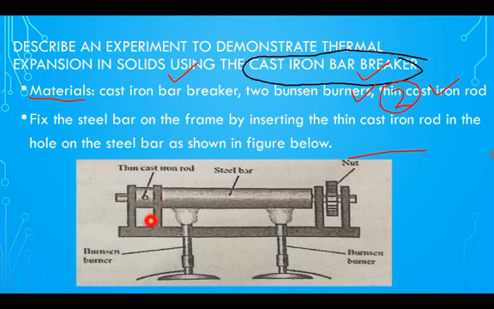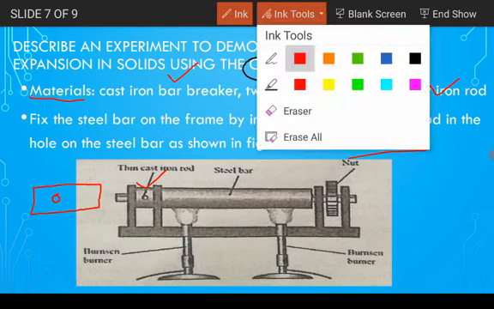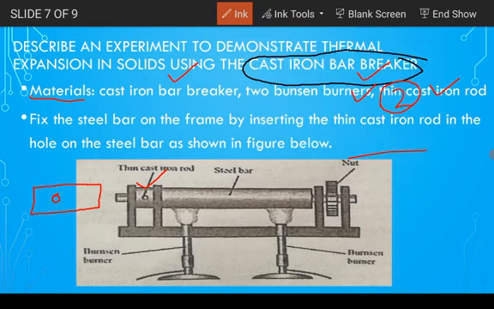So fix the steel bar on the frame. This is a frame. All this you see here is a frame. So we're fixing the steel bar, and then insert the thin iron rod into the hole here. It's a bit tricky for you to see this. What it is like, you have something like this. So this is the steel bar, and then it has a hole at one end, this part here. It is through this hole that you insert what? The thin cast iron rod. So the thin cast iron rod is inserted there like that. That's what is happening here. So you have it inserted like that, and then it goes to the other end.